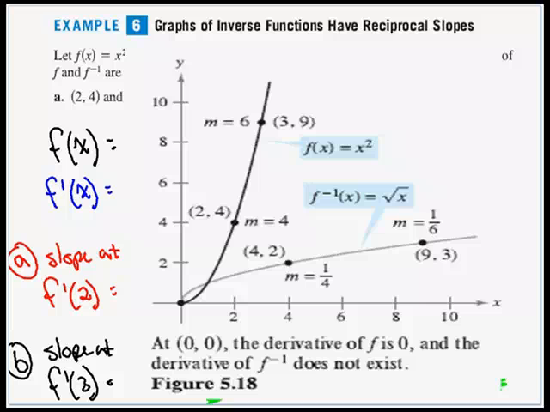And then we can see also where those slopes line up. Here, the slope at this point was 6, pretty steep. At the reflected point on the inverse function, the slope was much flatter, and it just turned out to be its reciprocal, 1/6. Same here, we had a slope of 4. Here our slope is 1/4.